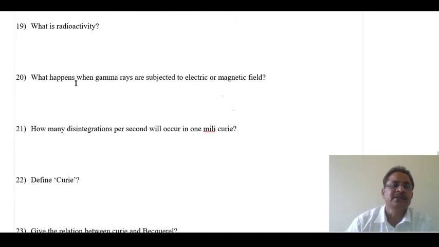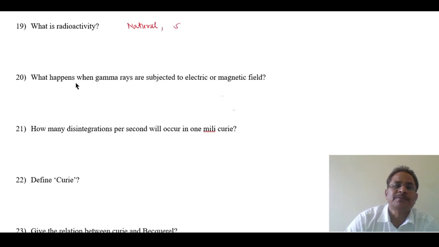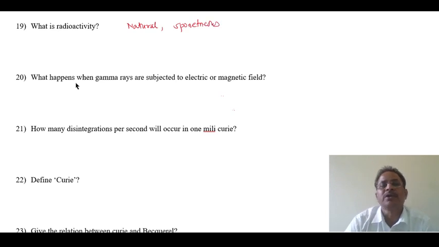Next, question number 19: what is radioactivity? Now look at this. Radioactivity is the phenomenon which is natural and spontaneous, that means it doesn't depend on outside conditions, and it is statistical too.